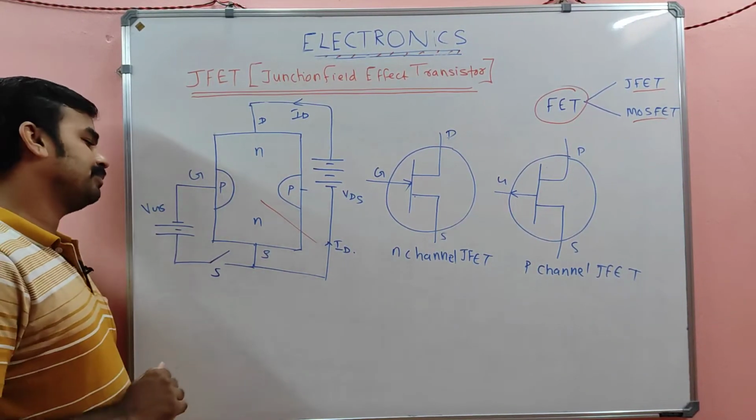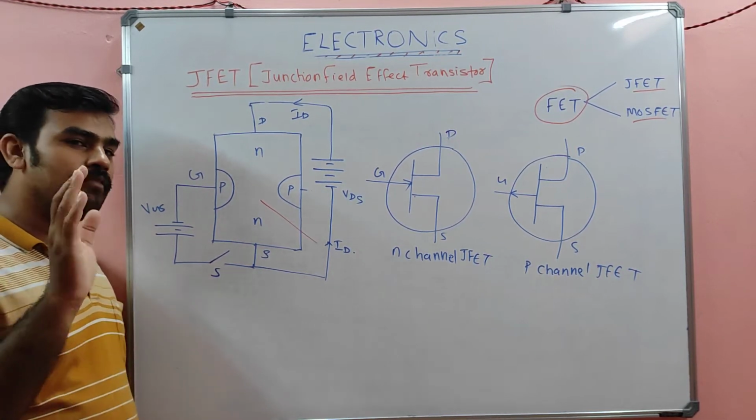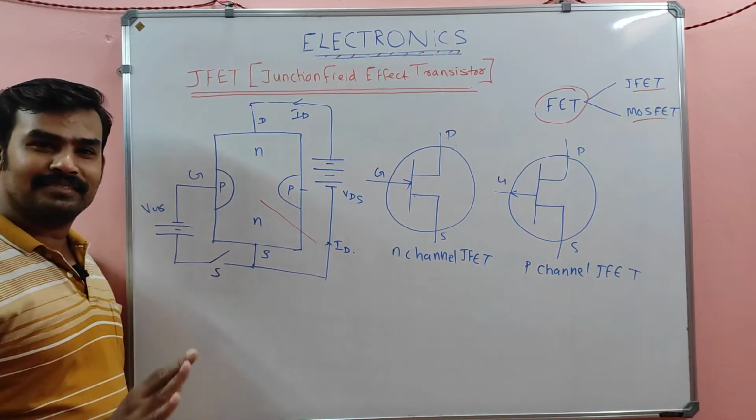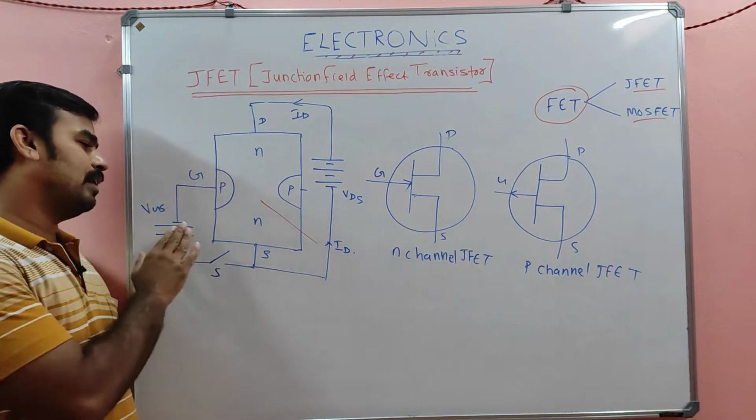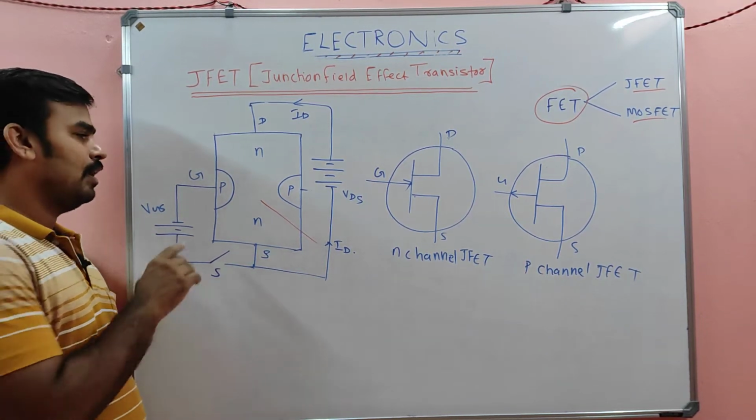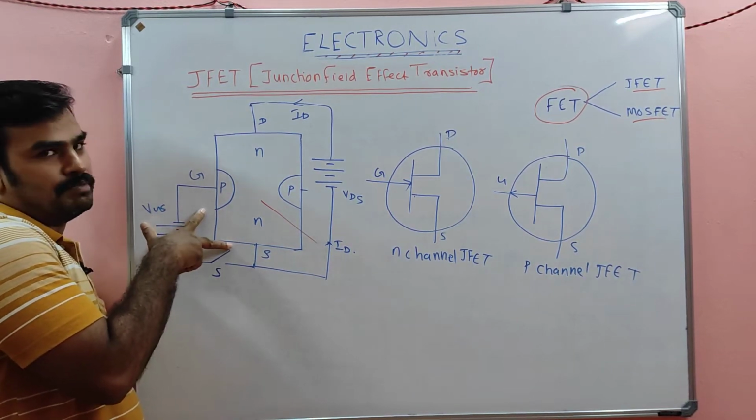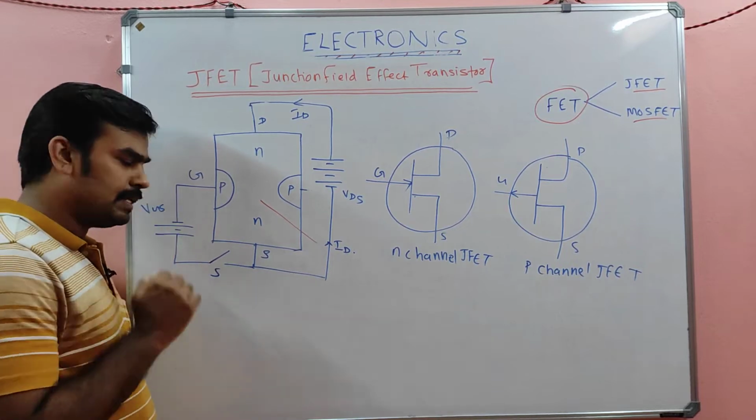That is important. Compared to the BJT, the input side of BJT is always forward biased, right? Emitter to base junction is always forward biased. Collector to base junction is reverse biased. Correct? So here in JFET, gate to source is always reverse biased.